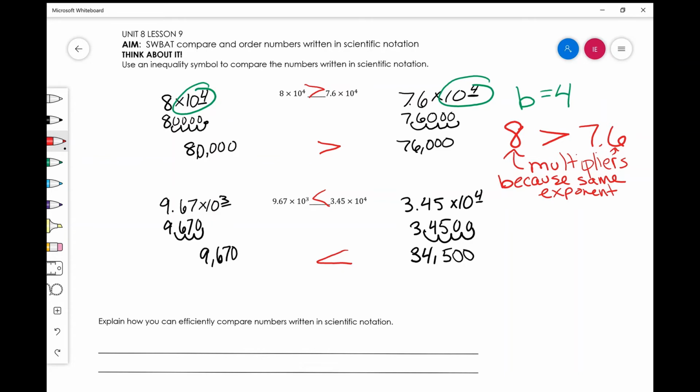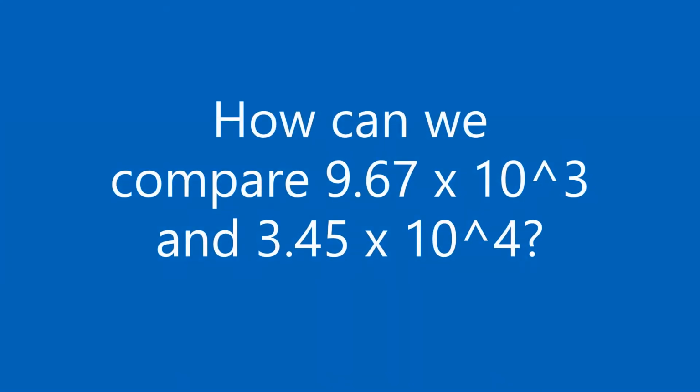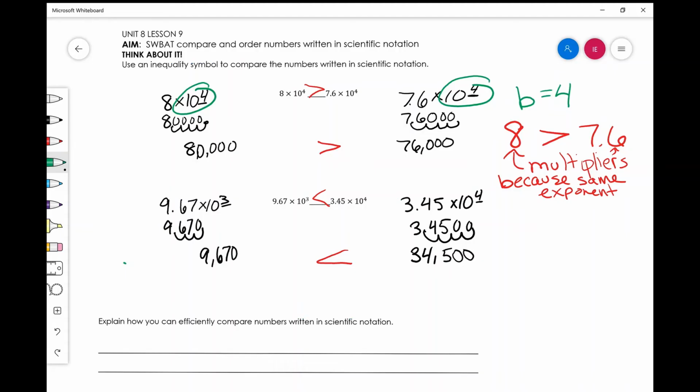Now let's look at our second example. In this case, what do we recognize? I can recognize that I have 10 to the 3rd over here and 10 to the 4th over on the right. I know that b is equal to 3 on the left and b is equal to 4 on the right. That means that when I'm comparing those numbers, something to the 4th power is going to be bigger than something to the 3rd. So in this case, we're comparing our exponents.